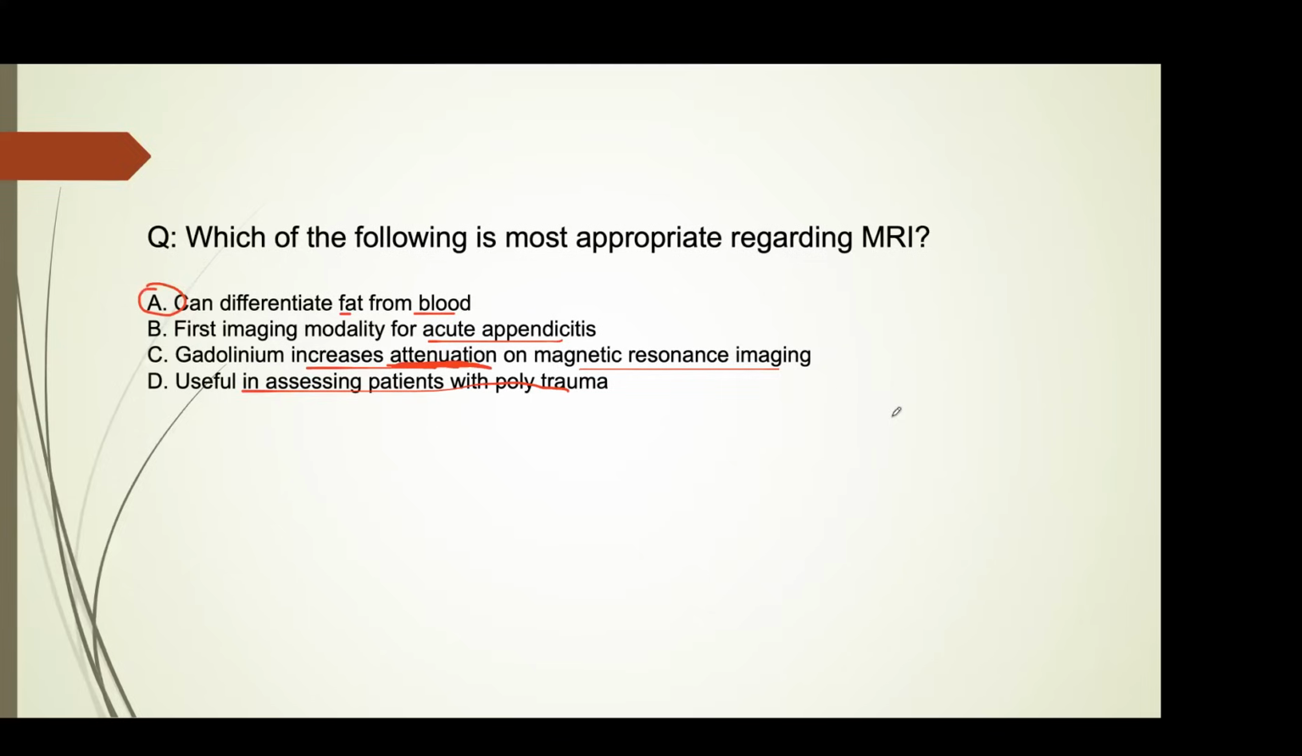yesterday, the reason MRI can differentiate fat from blood is because blood is a fluid and because it contains hemoglobin, right? So when you shoot the magnetic field through the fat and the blood, it's going to cause the shift from the hydrogen protons. And then the relaxation time from fat compared to blood is very different. And so because of that, on both T1 and T2, they're going to look very differently. Is that clear?